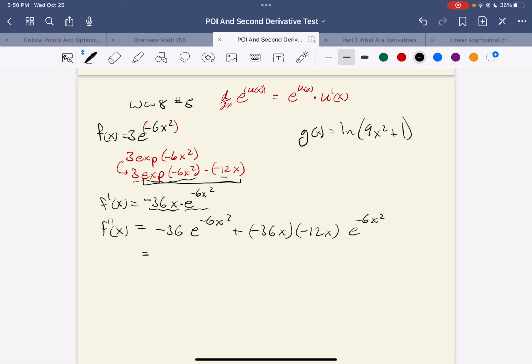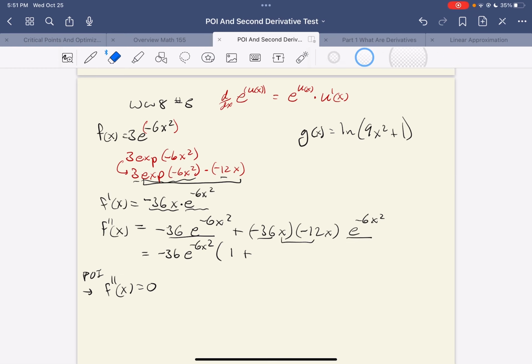Now we need to clean this up a little bit so we can make sense of the second derivative of x equal to 0. This is where we're headed in order to find points of inflection. So how do we clean it up? Factor out as much as you can. In this case, that includes the exponential part and the x. What's left over? In the first term, you have 1 plus, and in the second term, we're left with negative 12x squared. This is the form we want for the second derivative.